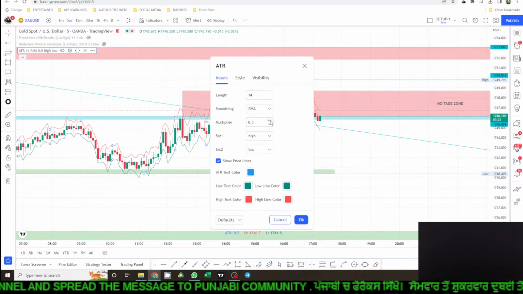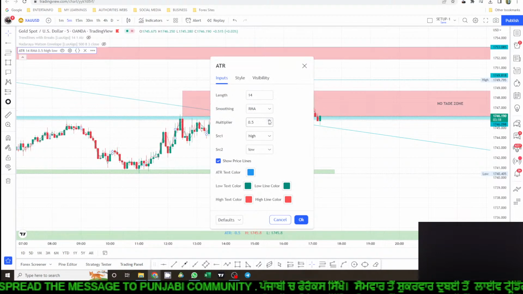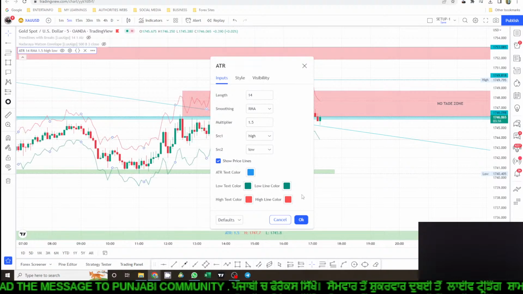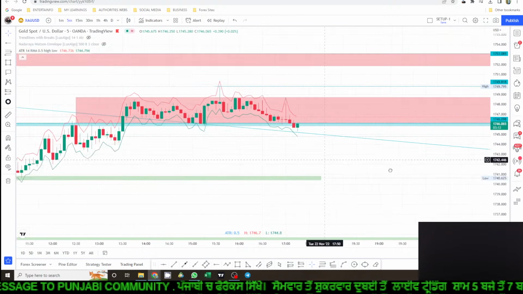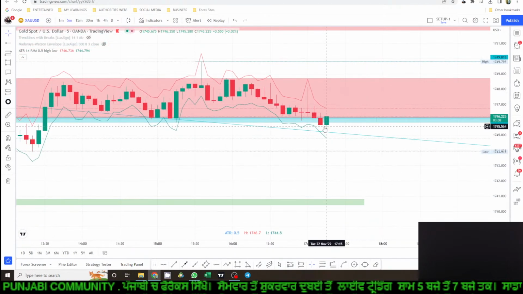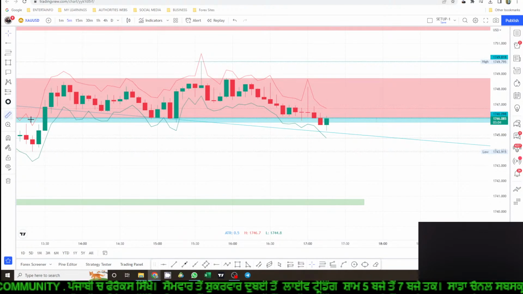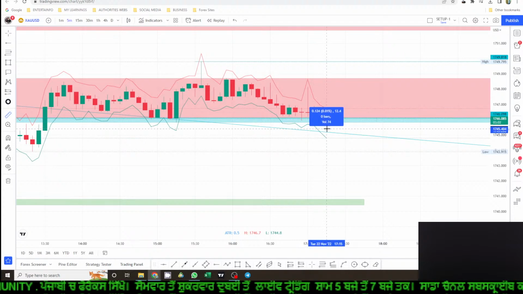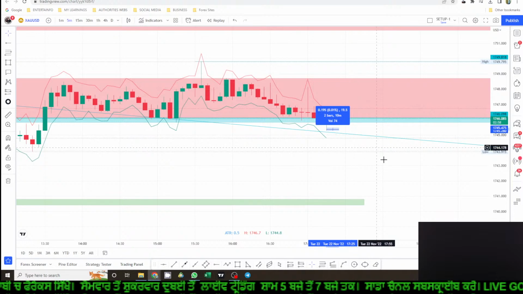So fix some values. In 15 minutes, in 5 minutes, if you are entering from here, make sure you are making your stop loss according to the ATR. So if you're entering from here, your stop loss would be at this level.